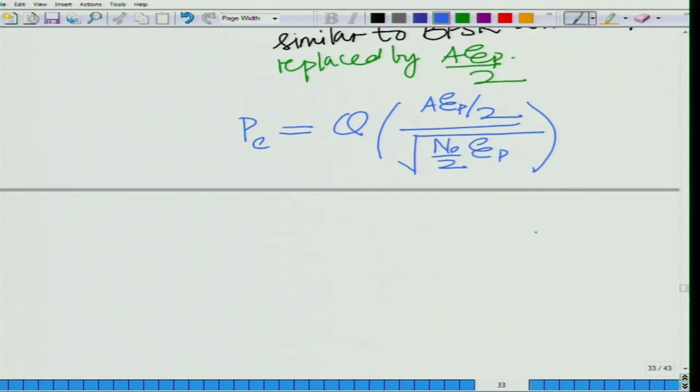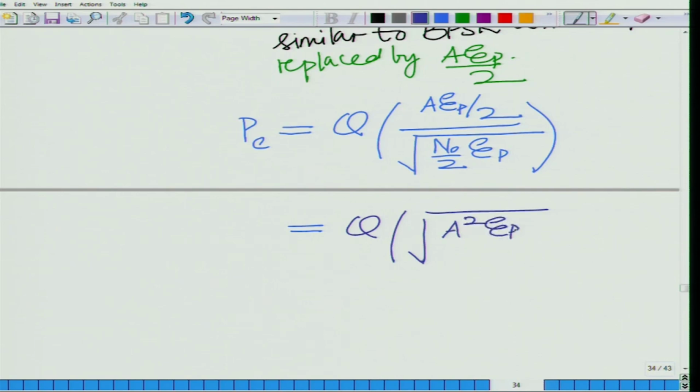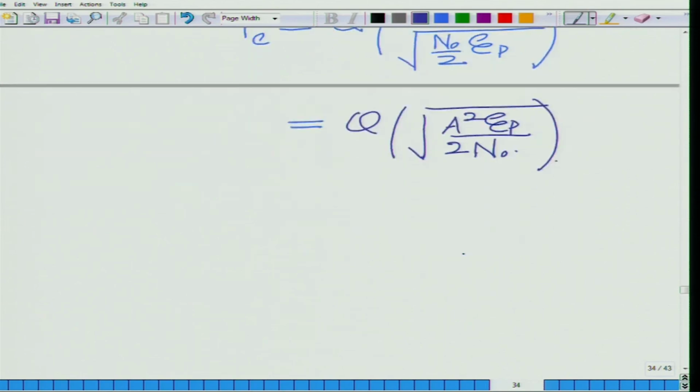Now, let me first simplify this, which is equal to Q square root of A square EP by N naught, which is equal to 2 A square EP by 2 N naught.